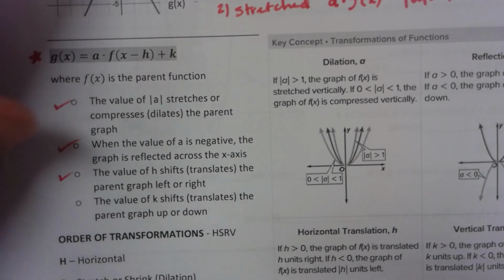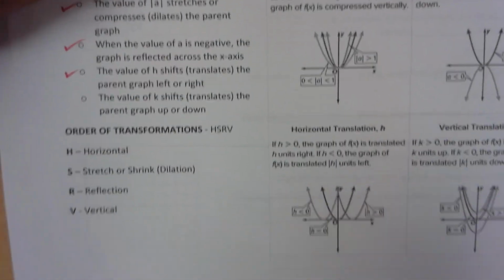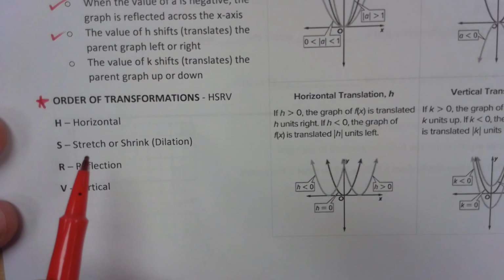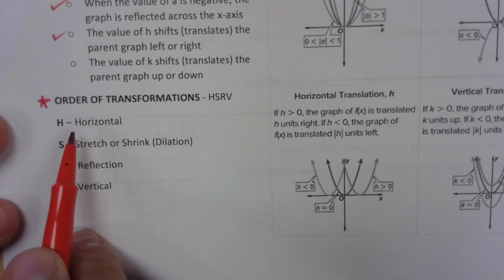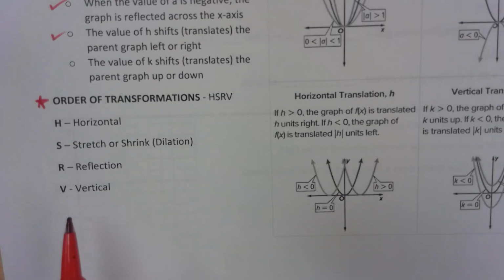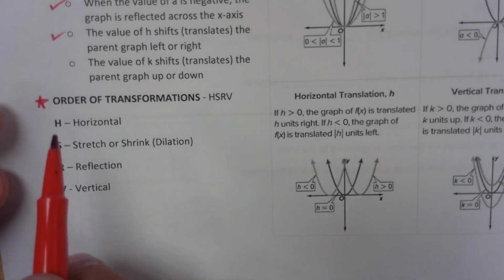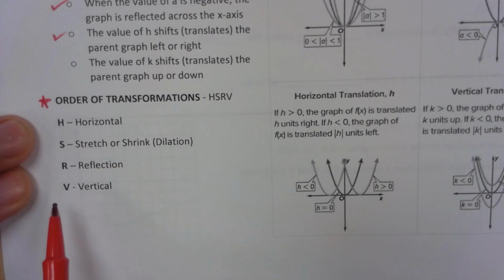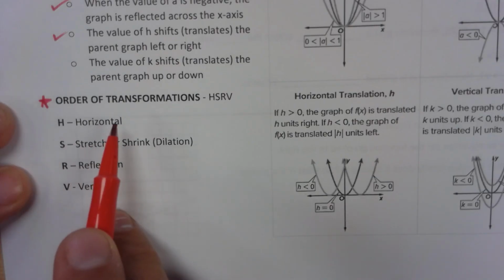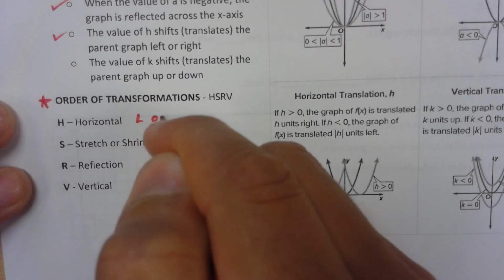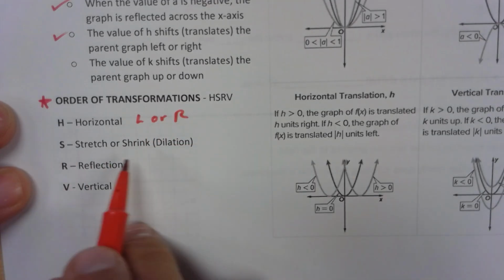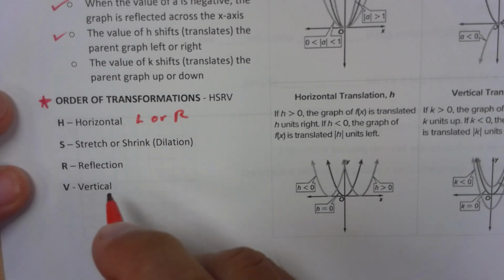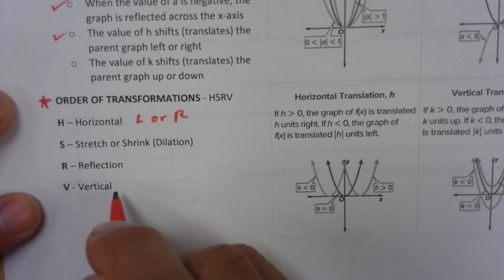Okay? Then, on the left here, this is new today. So if we had to put an order to our transformations, HSRV is what I'd like you to remember. HSRV helps us remember to do the transformations in this order. So horizontal translation first, so that's the left or right. Then our stretch or shrink, that's our dilation, our reflection over the x-axis, and then our vertical up or down.